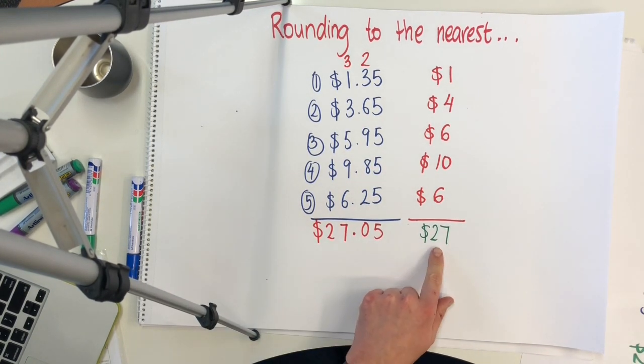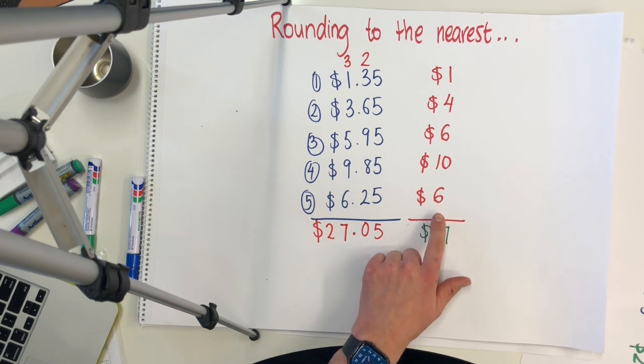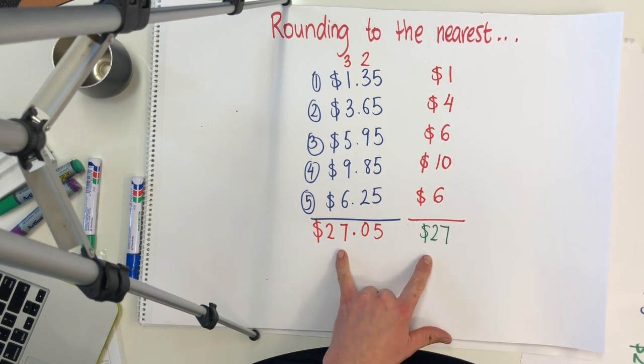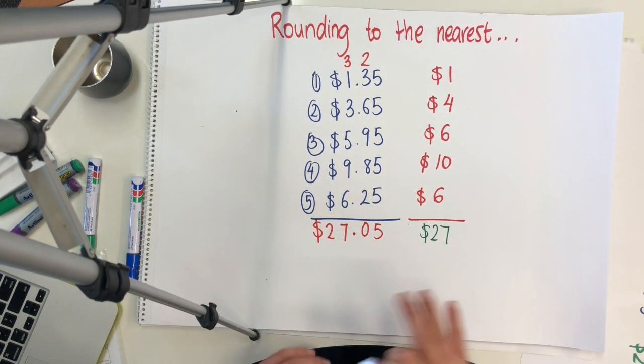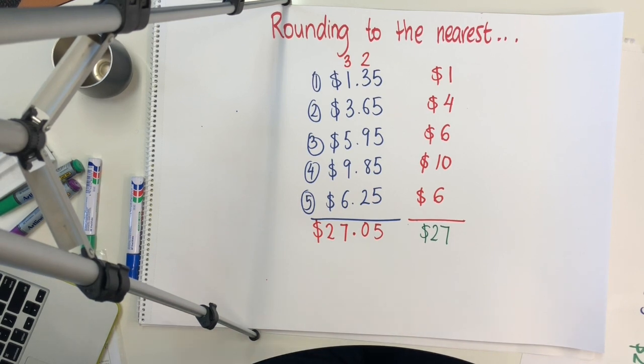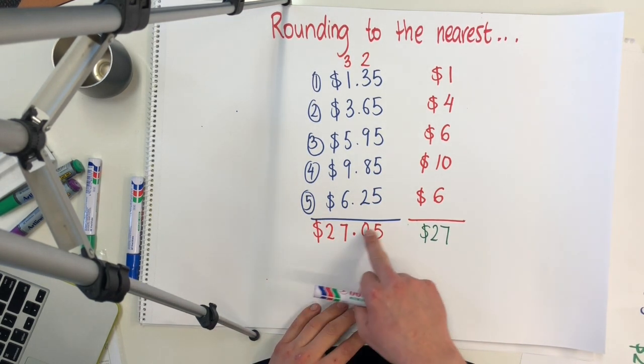Now, my estimate, these numbers being far easier to add, is very close to the actual cost. And that's how rounding makes it easier for us to do mental maths. It also helps us check if our real answer is going to be correct.